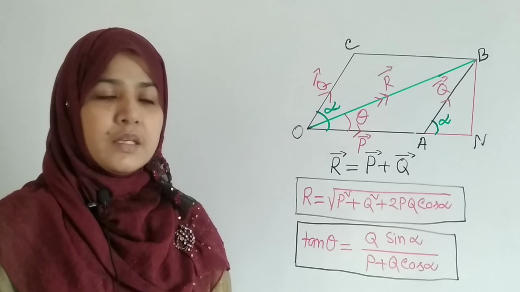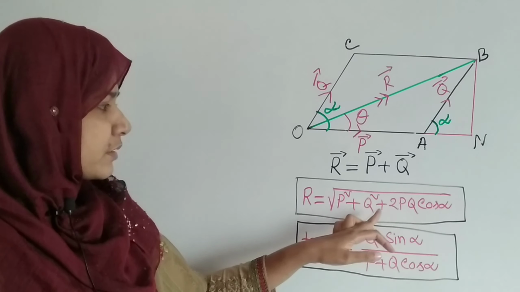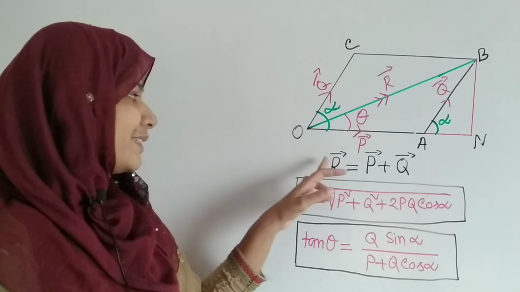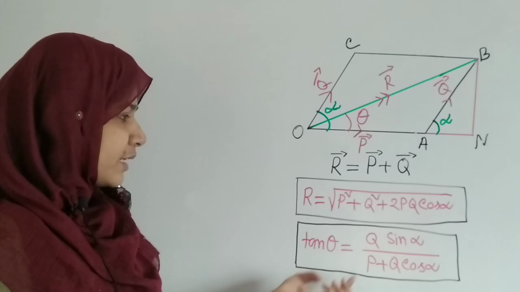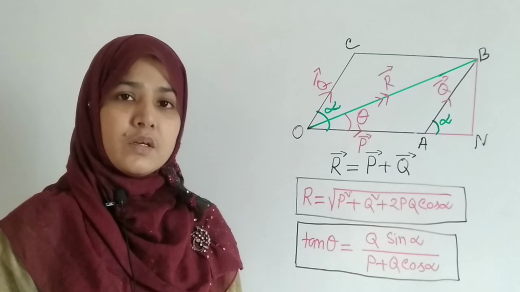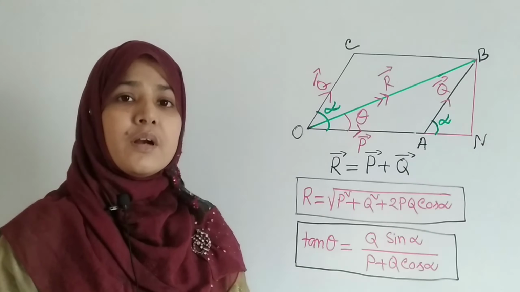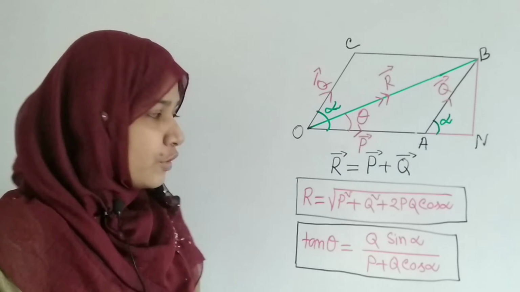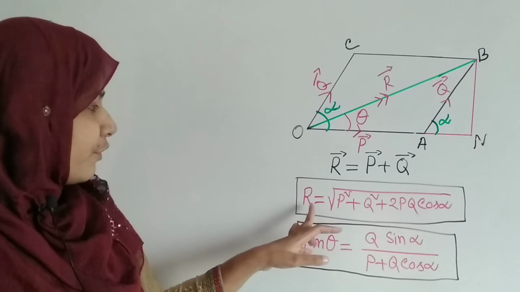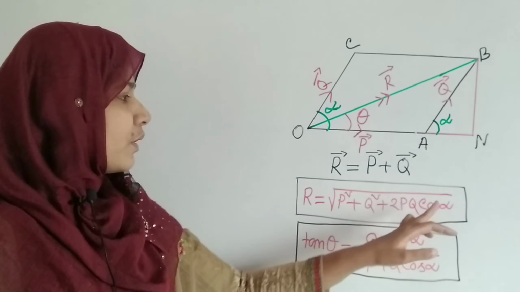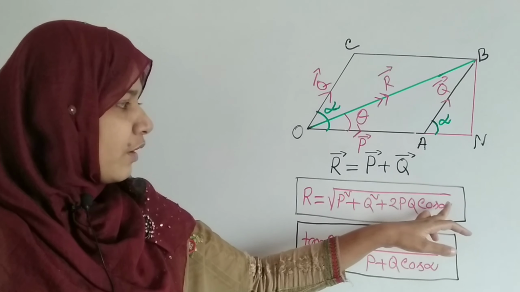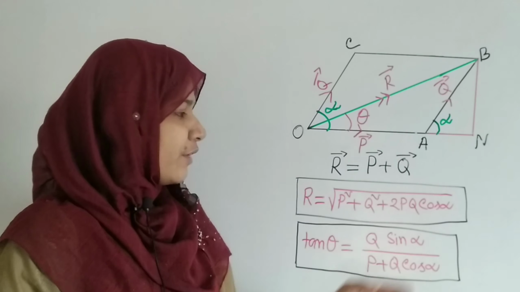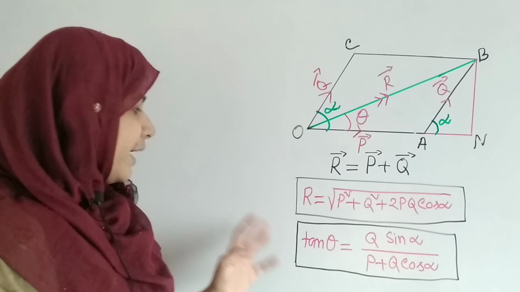So we get two formulas. First is R equals to root over P square plus Q square plus 2PQ cos alpha, which is to measure the magnitude of the resultant vector, and another formula is tan theta equals to Q sin alpha by P plus Q cos alpha. This equation is applicable for identifying the direction of resultant R. But in these two formulas you can see that the value of R or tan theta directly depends on the value of cos alpha, or on the angle between P and Q. For different values of alpha we will find different values of R and tan theta.